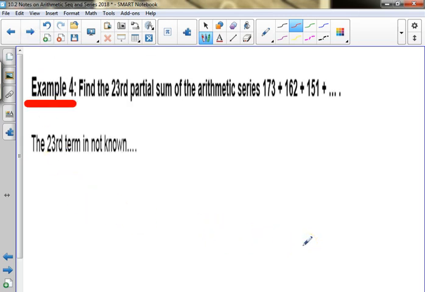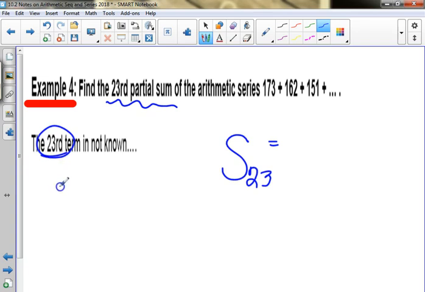Okay. This time, what don't we know? Well, first of all, is this vocabulary okay to you? It just means the sum of the first 23. And what don't we know? We don't know a lot of things. We don't know the difference or the 23rd term.